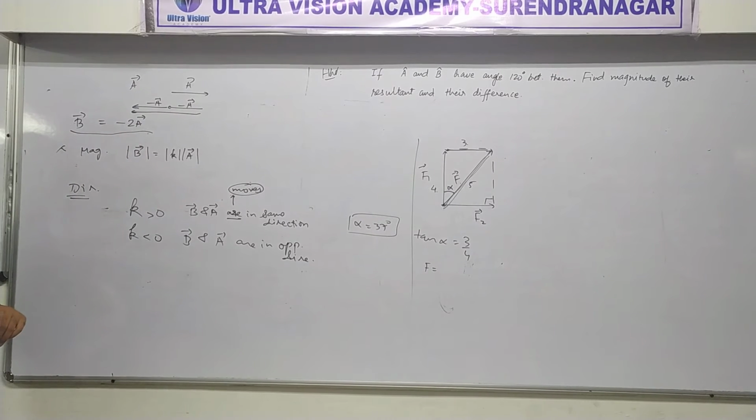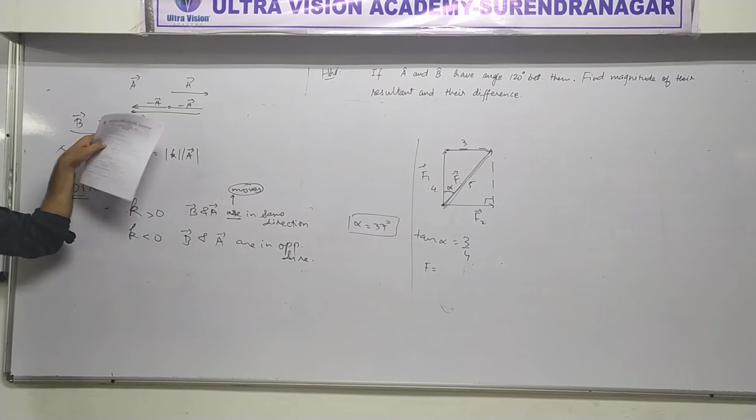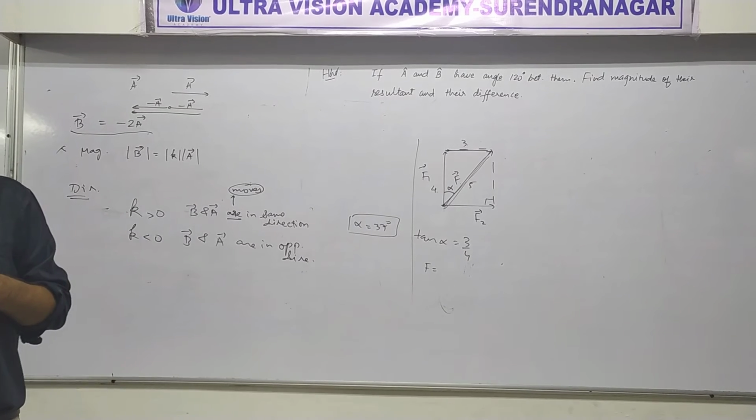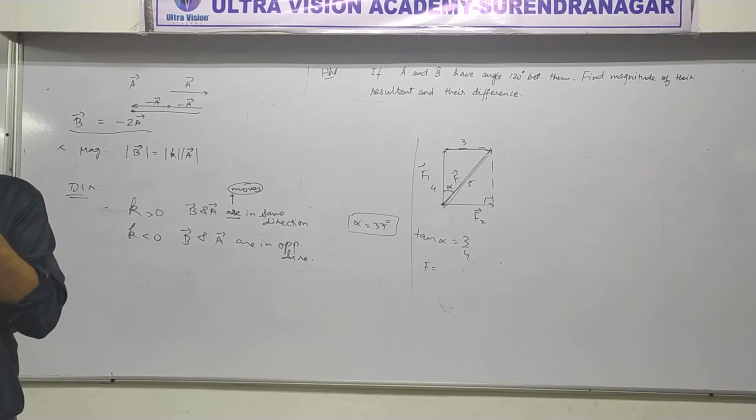Correct or not? Magnitude double and direction opposite because there is a negative sign in the negative number. Got it? Okay. So answer B.